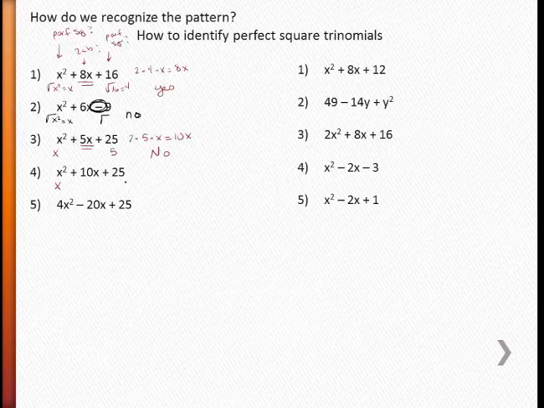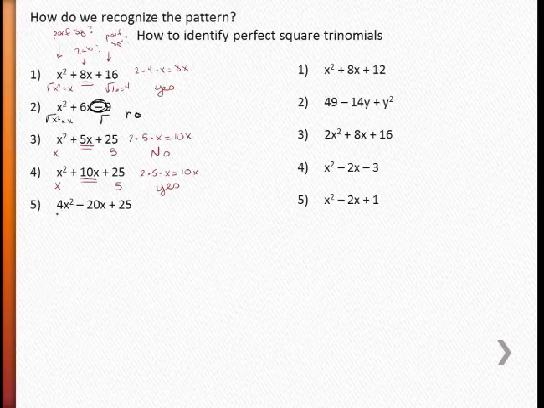The square root of x squared is x. The square root of 25 is 5. 2 times 5 times x is 10x. It does match, so we are a perfect square trinomial. And this is the pattern, we just keep checking. The square root of 4x squared is 2x. The square root of 25 is 5. 2 times 2x times 5 is 4 times 5, which is 20x. 20x, it matches, so we are a perfect square trinomial.